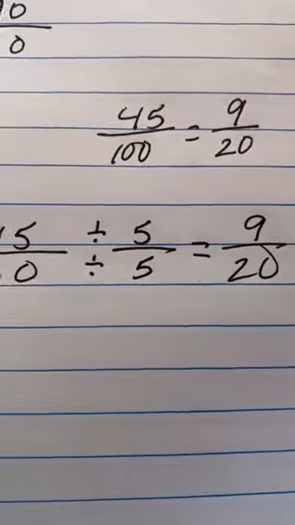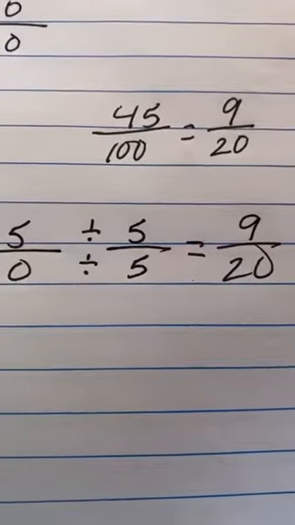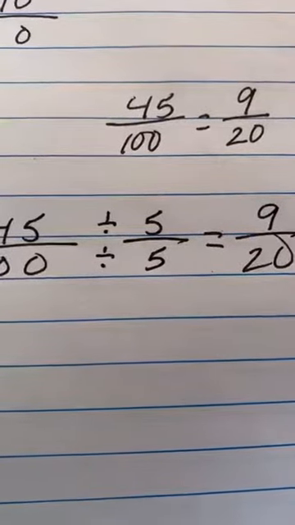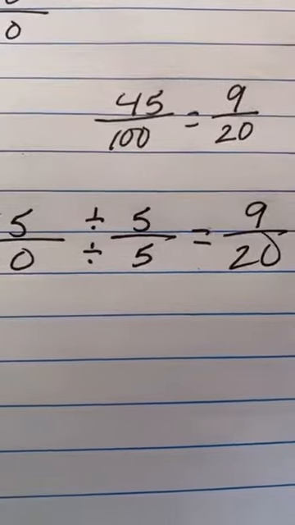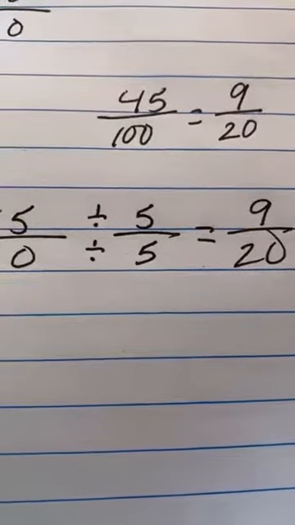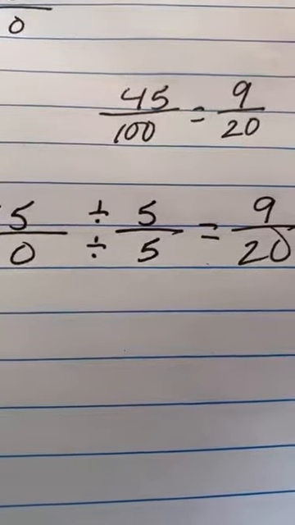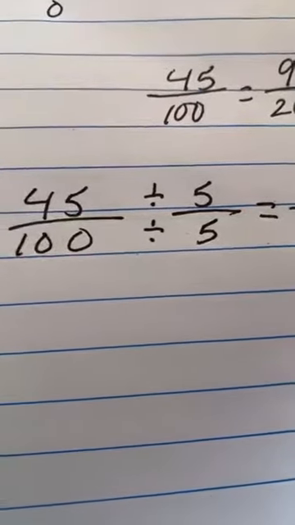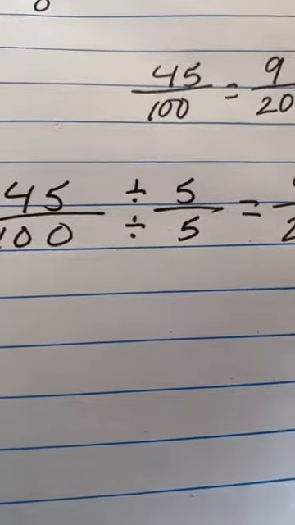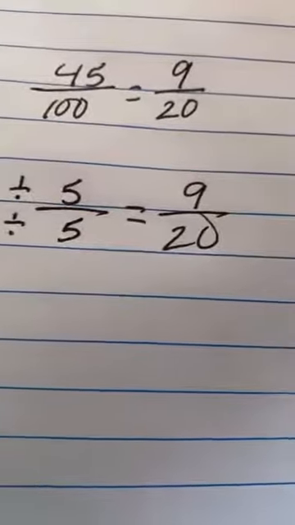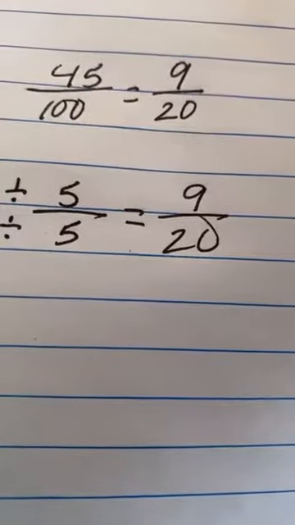Okay? Please remember, when you are reducing or simplifying, you must write down all of the factors of each number. And then you circle the greatest common factor that they share. And then you divide the numbers by that. If I write down the factors of 45, 5 is one of them. If I write down the factors of 100, 5 is one of them. So then I'm going to divide both numbers by 5 and reduce it to 9 over 20. 9 over 20. Okay?